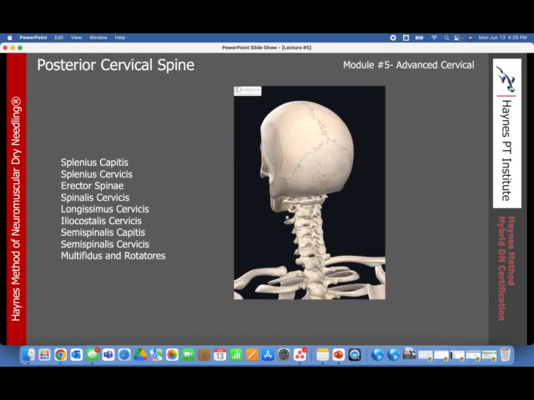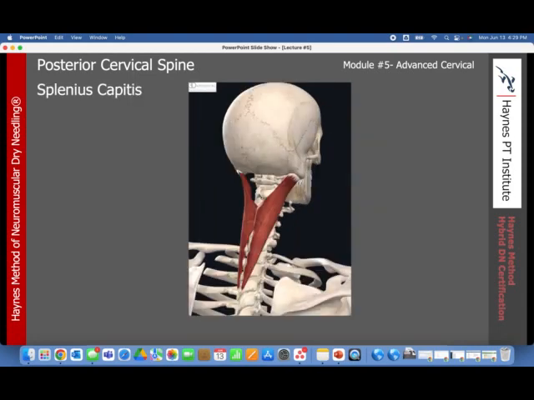Splenius capitis and cervicis, and then the erector spinae group, spinalis cervicis, longissimus and iliocostalis cervicis, and then back to semispinalis capitis and cervicis, and then the multifidus and the rotatores at the lower, at that cervical and thoracic junction.